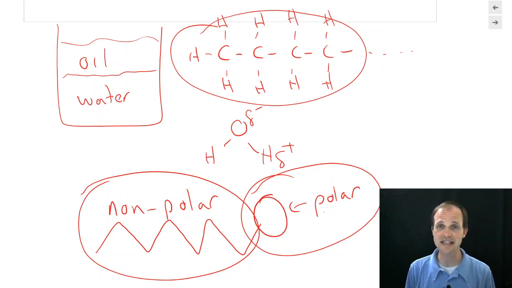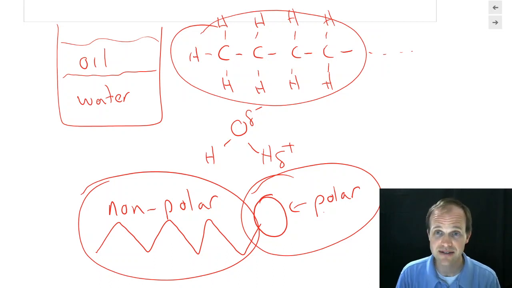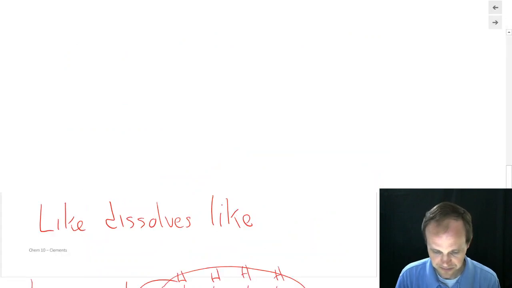It's a really neat chemistry that goes on in some of the very simple things in our life. But all of it's based on like dissolves like. So that's why things dissolve, because like dissolves like.